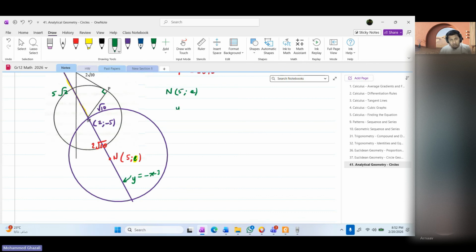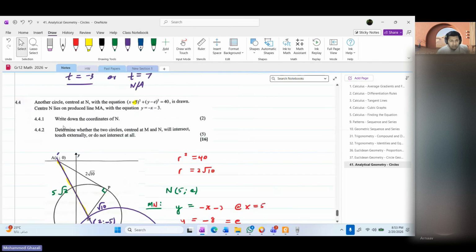So I'm going to write down y is equal to the equation of Mn, which is y is equal to negative x, negative 3 at x is equal to 5. If I substitute 5, I will get y is equal to negative 5, negative 3, which is negative 8. So which is the value of E. Therefore, the coordinates of N is 5 and negative 8.